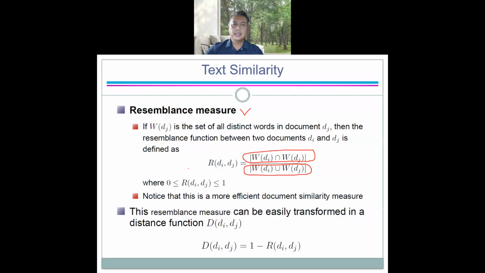If the value is 1, meaning the intersection is high, they are similar. If the value is 0, they are not similar. So this resemblance measure can be easily transformed into a distance function. The distance should be subtracted from 1, because if they are similar, the value is 1, so 1 minus 1, the distance is 0.